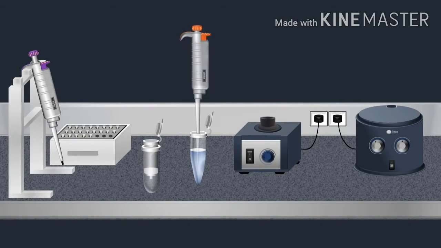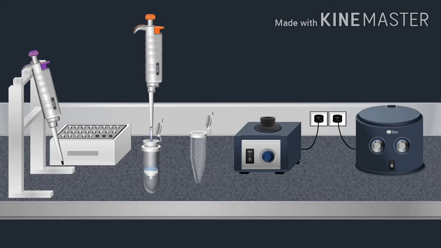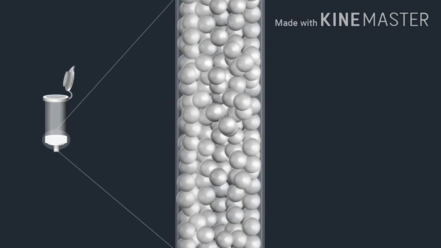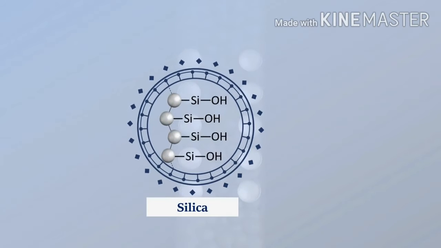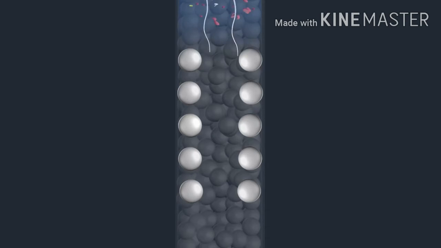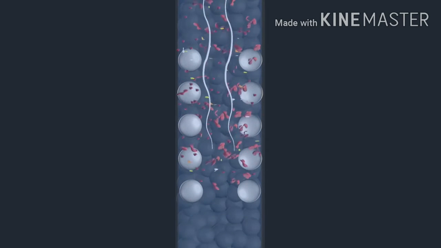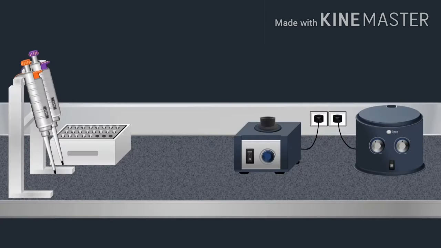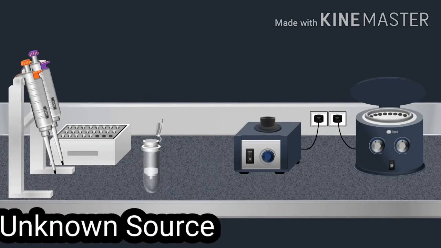The sample is loaded onto the spin column. Then a centrifugation is performed. This procedure is a solid phase extraction method, in which the stationary phase consists of a silica matrix. Under optimal salt and pH conditions, RNA molecules bind to the silica gel membrane, and at the same time, protein and other contaminants are not retained.